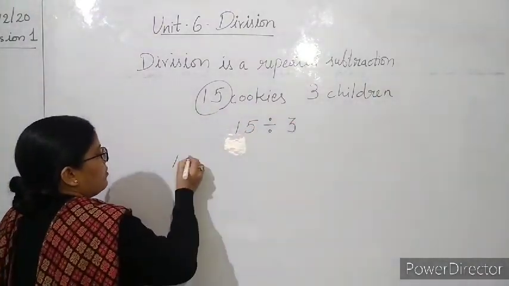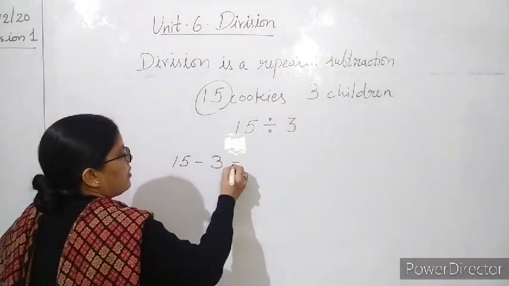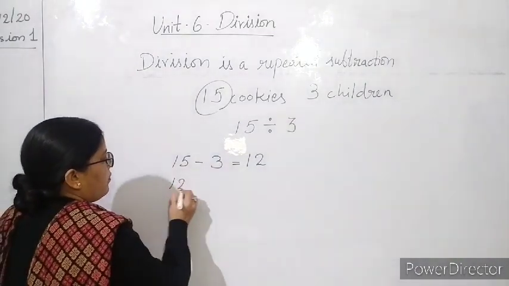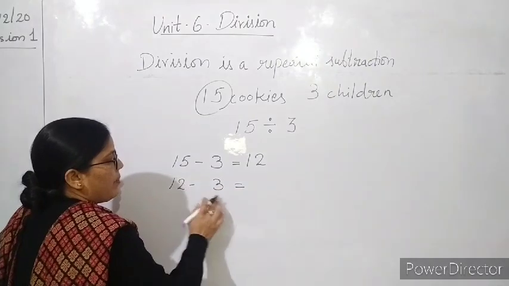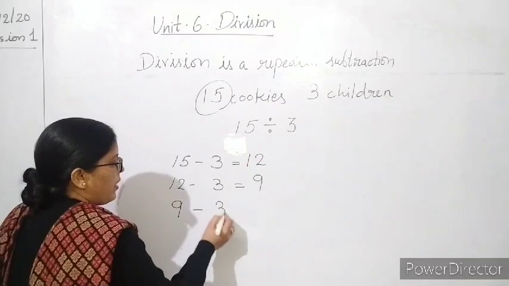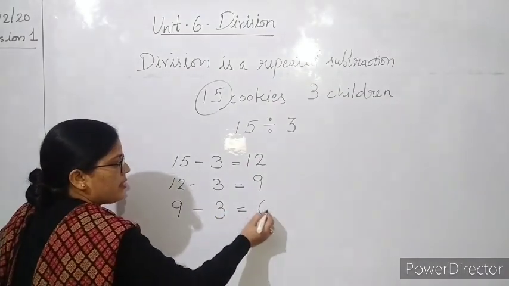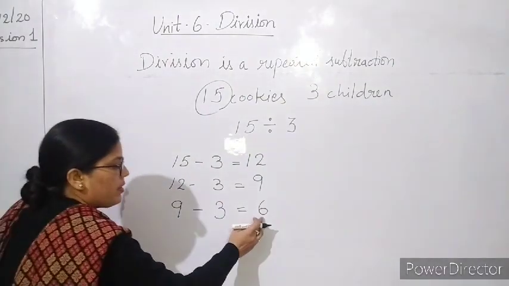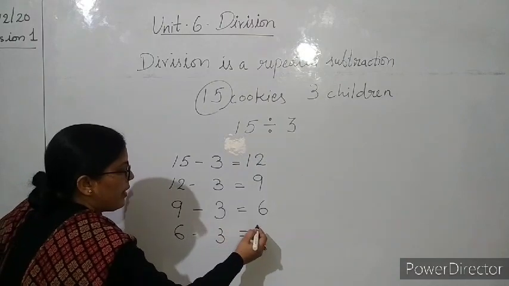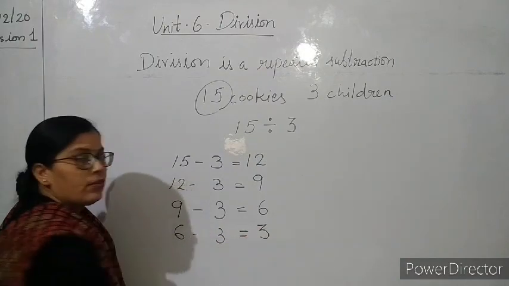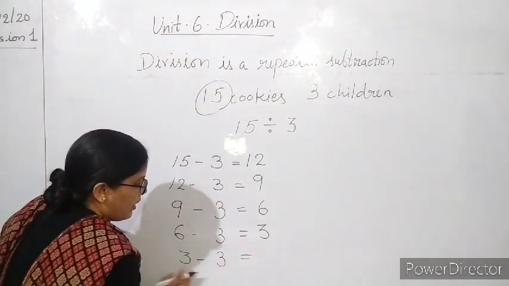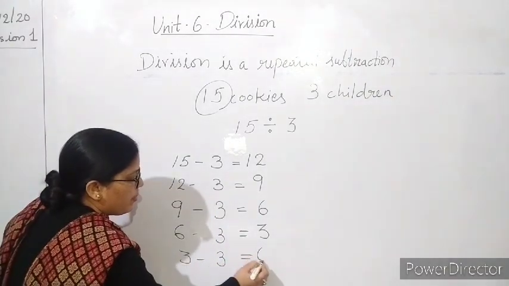So 15 minus 3 is equal to 12. Now from 12 we'll subtract 3 again. 12 minus 3 is 9. Now from 9 we'll subtract 3 again. 9 minus 3 is 6. Now from 6, we'll subtract 3 again. 6 minus 3 is 3. Now from this 3, we'll subtract 3 again. 3 minus 3, what will be the answer?